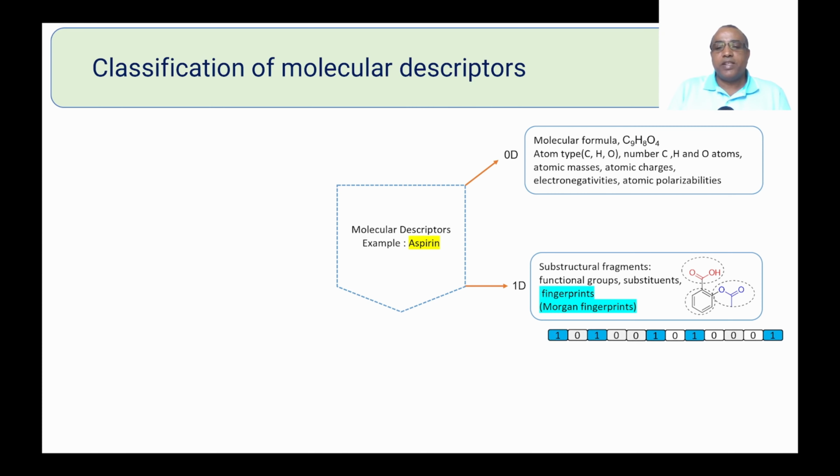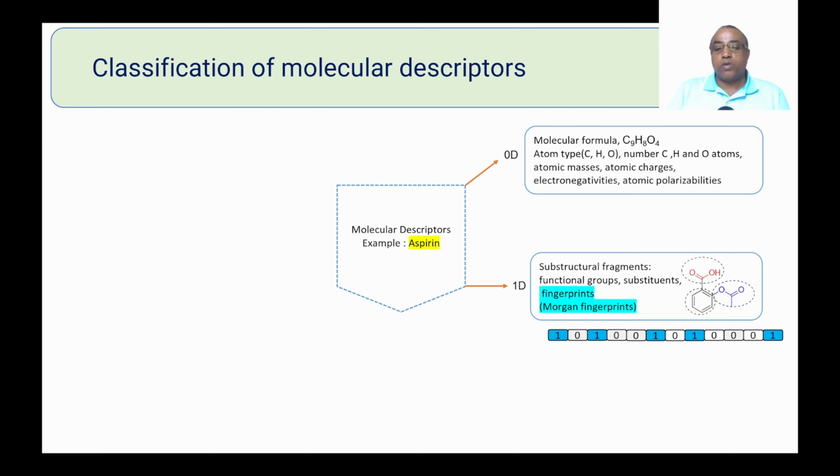In one-dimensional descriptors, you will focus on structural fragments like functional groups, substituents. In this case, for instance, this is aspirin. It contains acid functional group, ester functional group, it contains an aromatic ring. So these things can be encoded, say for instance using fingerprints. The well-known fingerprint is the Morgan fingerprint.